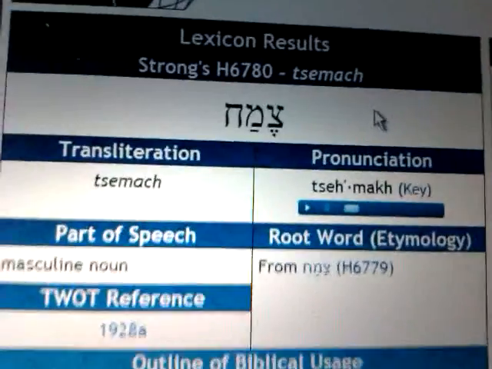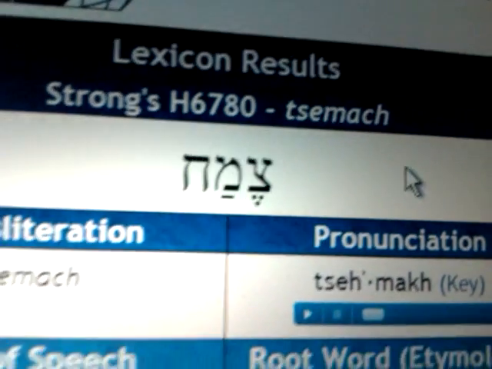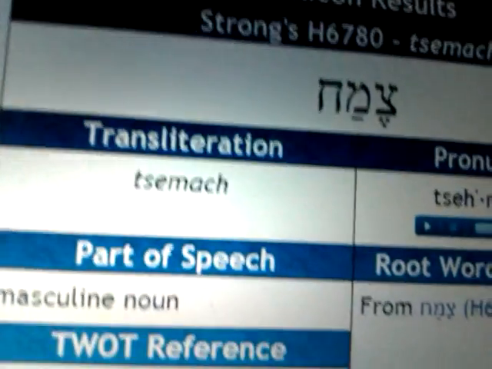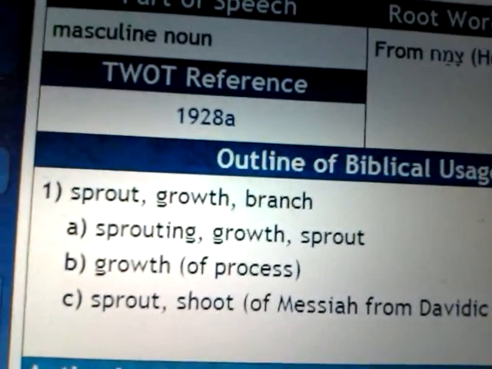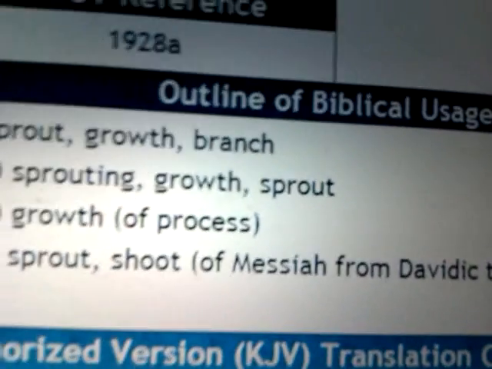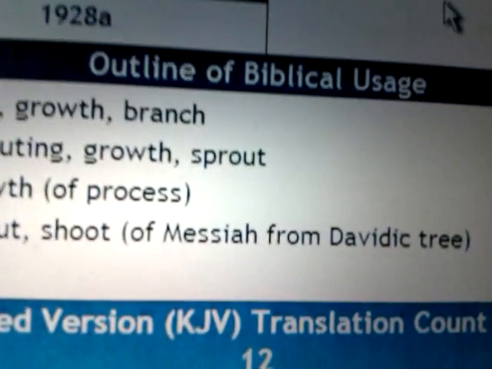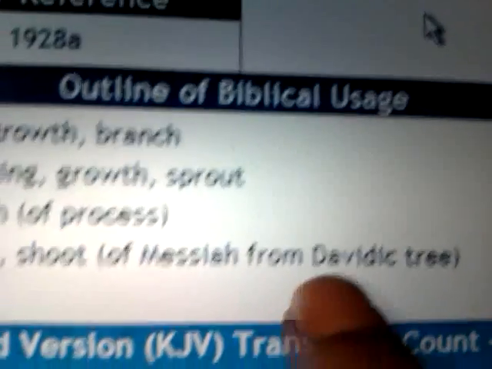I want you to take this down. This is that H6780 or the Tzemach. The Tzemach. You understand? Or the Tzemach. Right? The Tzemach is that sprout, that growth, that branch, that sprouting, that growth of process, that sprout. Lewis says the shoot. That's the shoot of Messiah, of Christ in his kingly character. The shoot of Mashiach from the what? Davidic tree. From that Davidic tree.